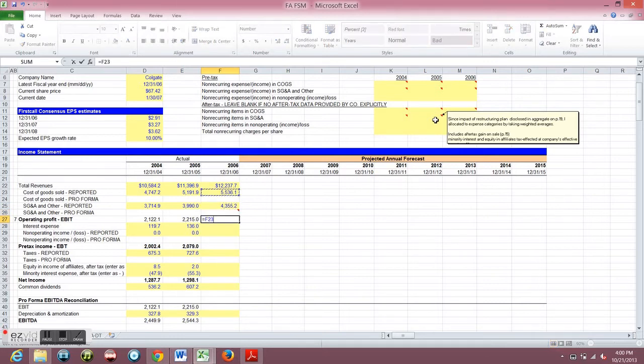How do we find our EBIT? Our EBIT is basically our total revenues minus our COGS and minus our SG&A and other. That gives us our operating profit. Operating profit, or EBIT, earnings before interest and taxes, comes into a big role when we're comparing this company to another company, or when we're trying to find EBITDA. So please keep in mind that total revenues minus cost of goods sold, SG&A, and other operating income or expenses is going to give you the operating profit, also called EBIT.